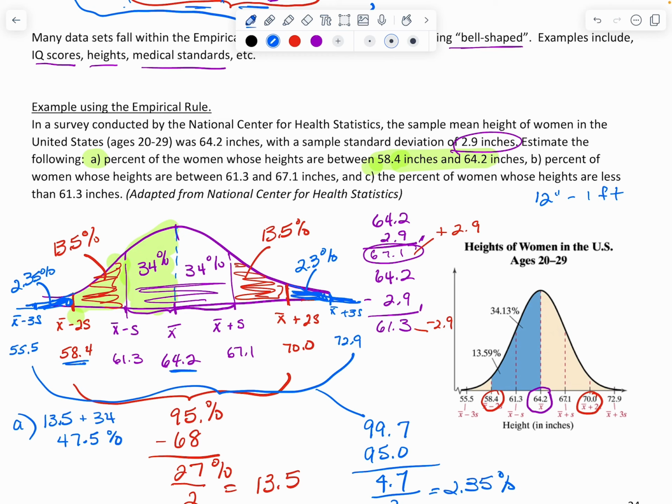oh, these are basketball players. No, they're not. Nope, it's just sample women. So, sorry.